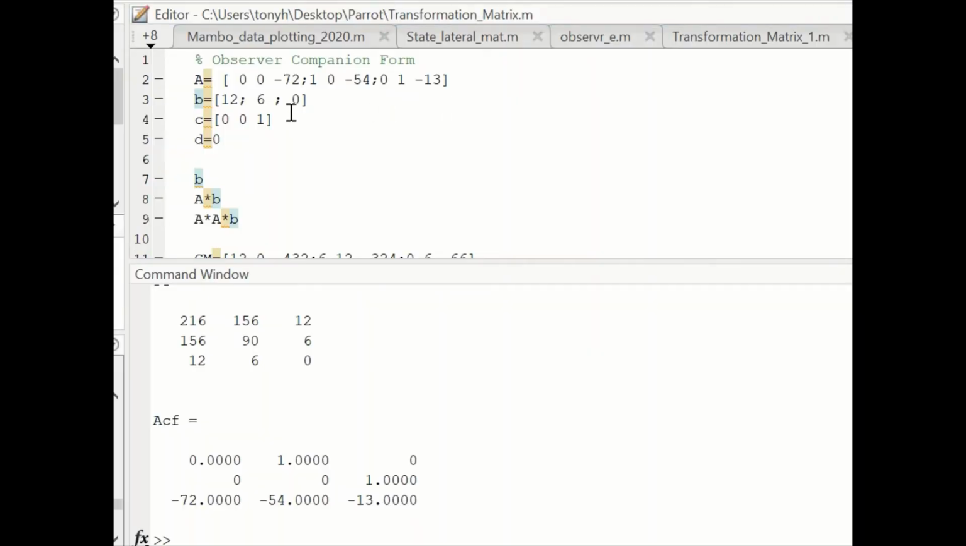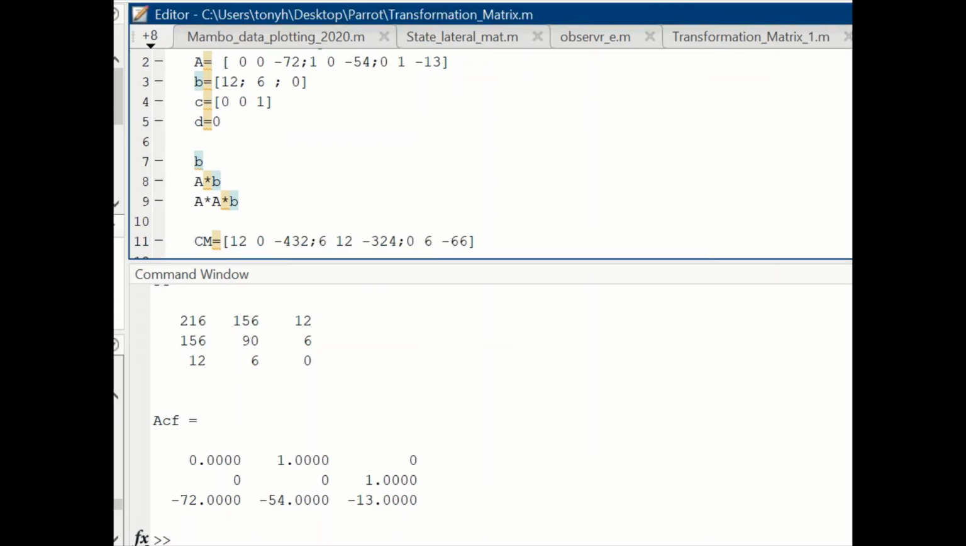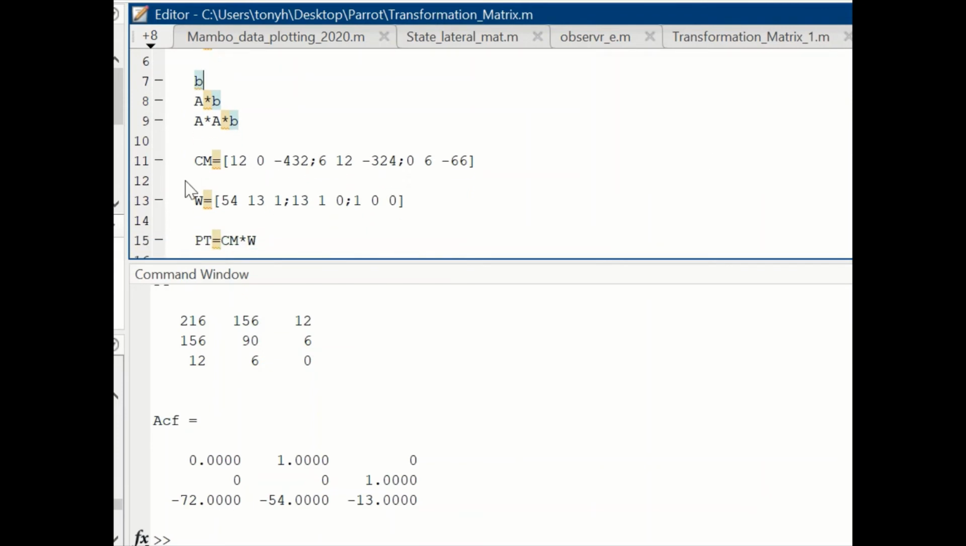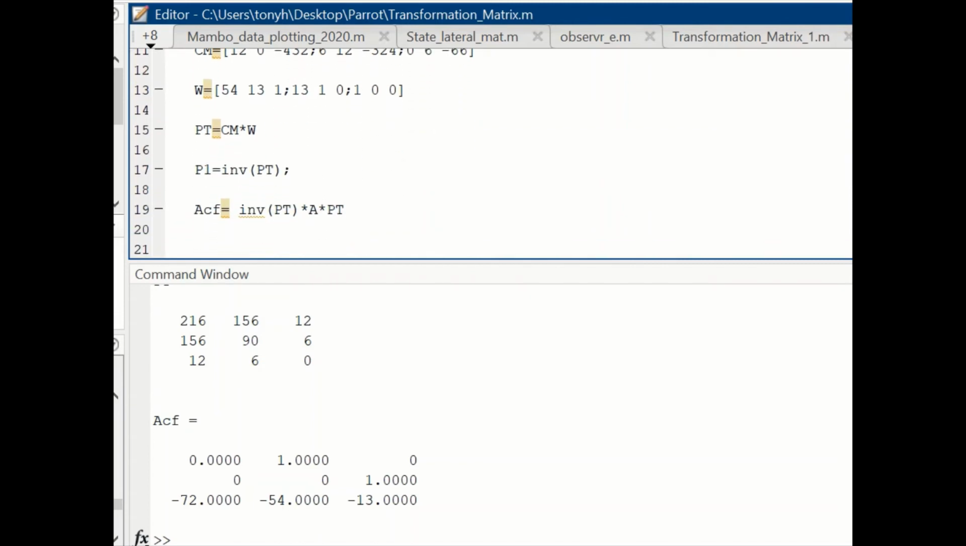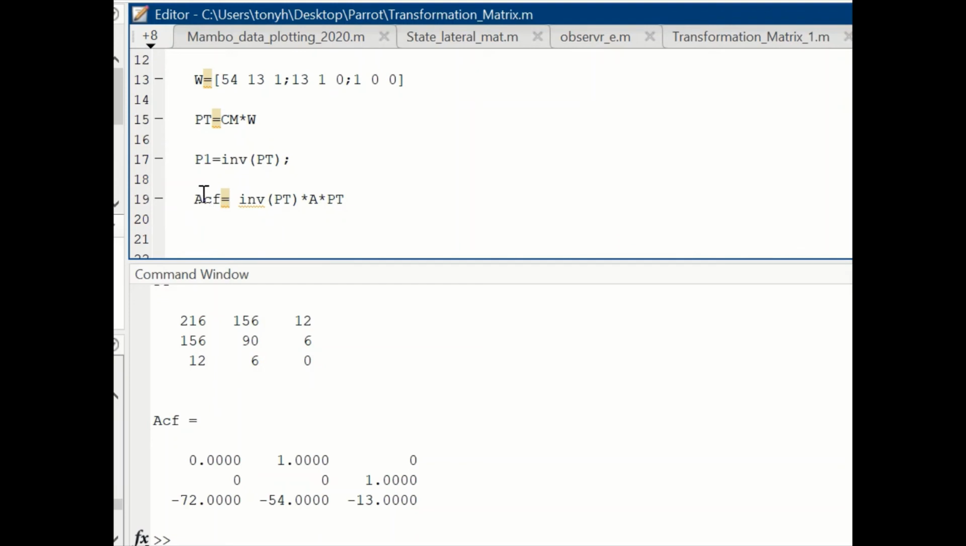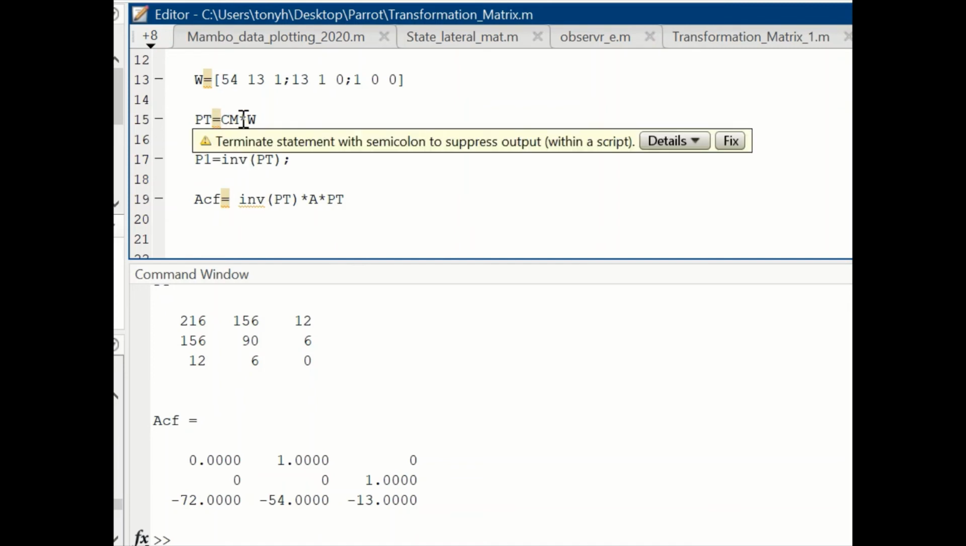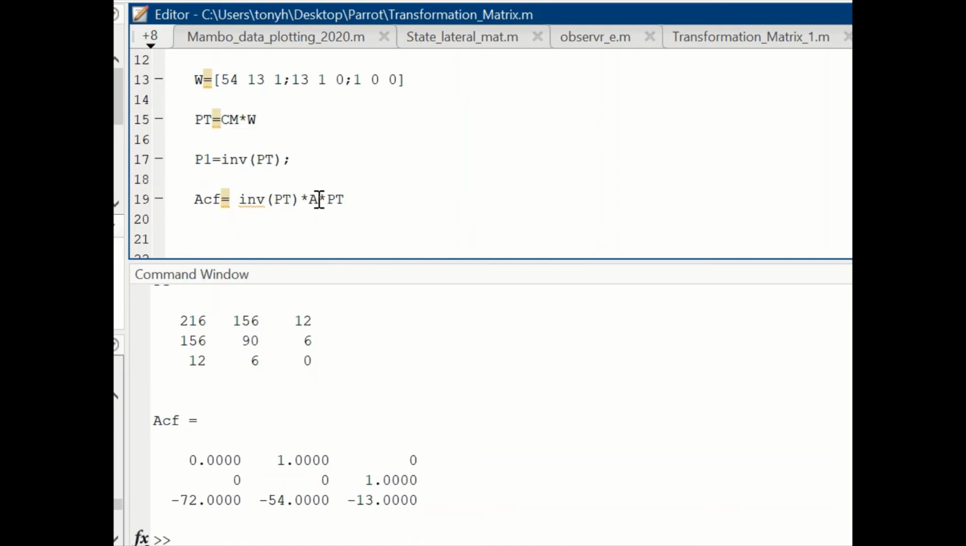Okay, here's an example of the MATLAB code. Here I've defined the A matrix. This is in companion form. This is the B and this is the C. I've then computed B, AB, A squared B. I've then formed the controllability matrix here and then worked out the W matrix. I've then multiplied the controllability matrix by the W matrix to give us the transformation matrix, and then I've computed the companion form of the state space equations now as the inverse of this matrix multiplied by the original observer companion form matrix multiplied by the matrix.